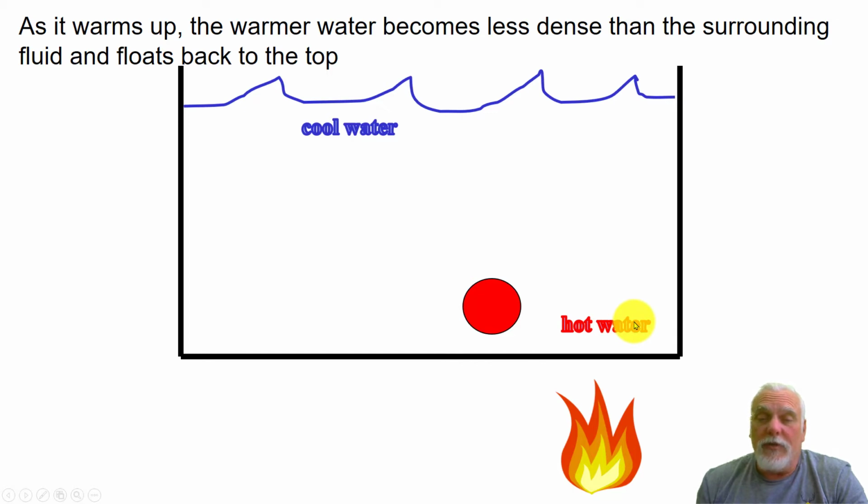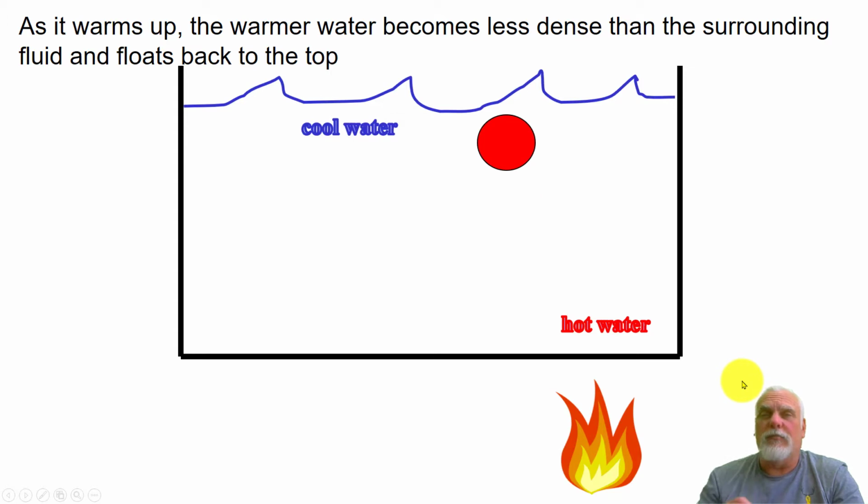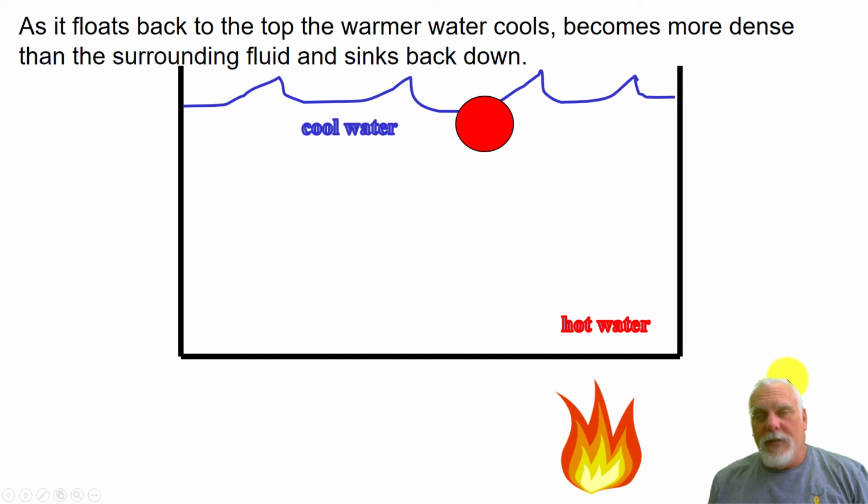As it approaches the heat source, it's going to start warming up. So this is getting a little bit warmer than it was. As it gets warmer and warmer, it's starting to heat up. Now it's red hot. As it warms up, the warmer water becomes less dense than the surrounding fluid and floats back up to the top. So as this water mass gets more warm, it's going to spread out more and it's going to become less dense. It's going to float. So you see it rising up.